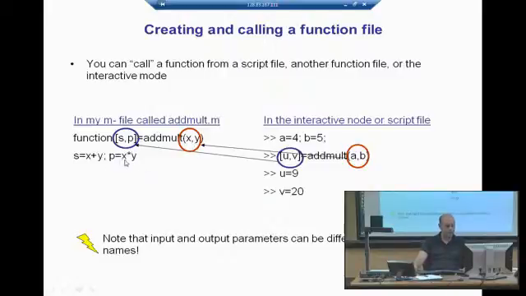So I send it X and Y, and it does two different operations. It adds them together, and it multiplies them, and I calculate S and P. So that's my function file.